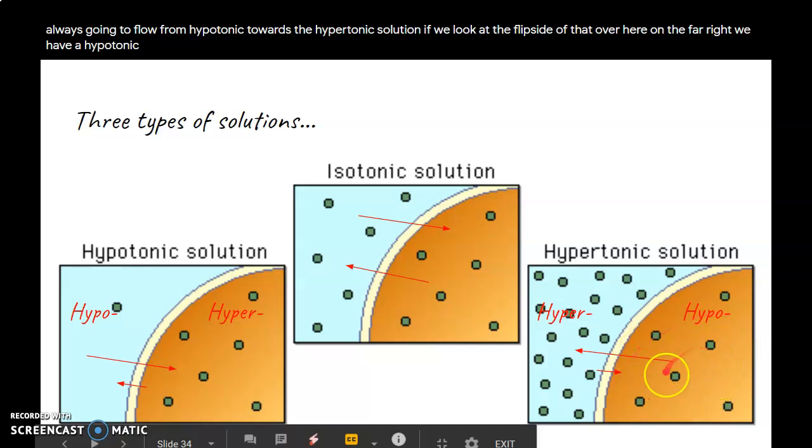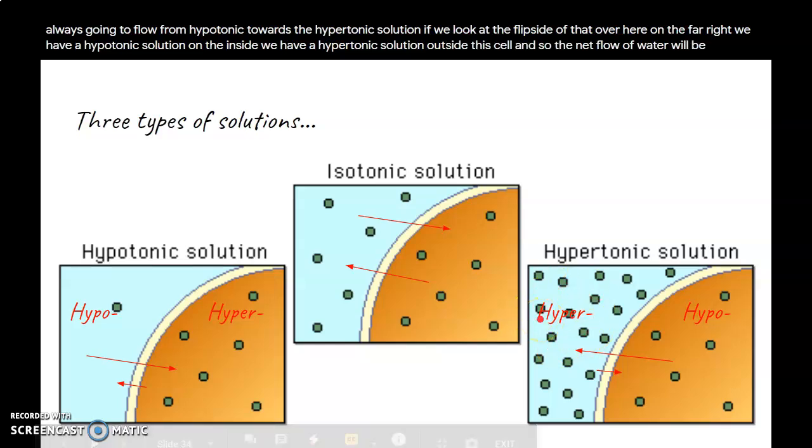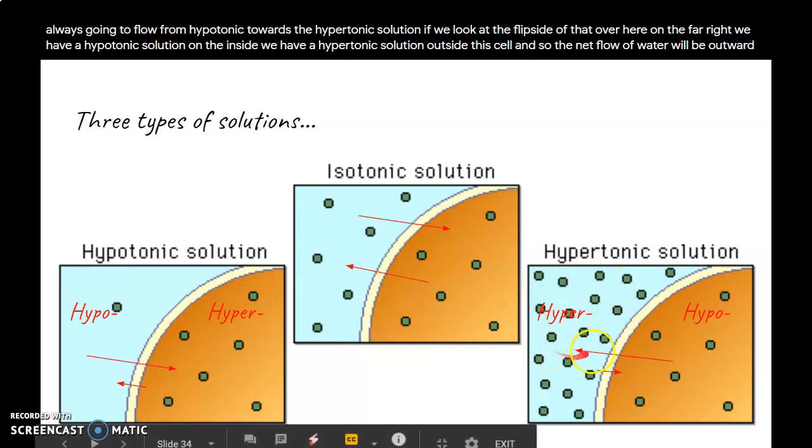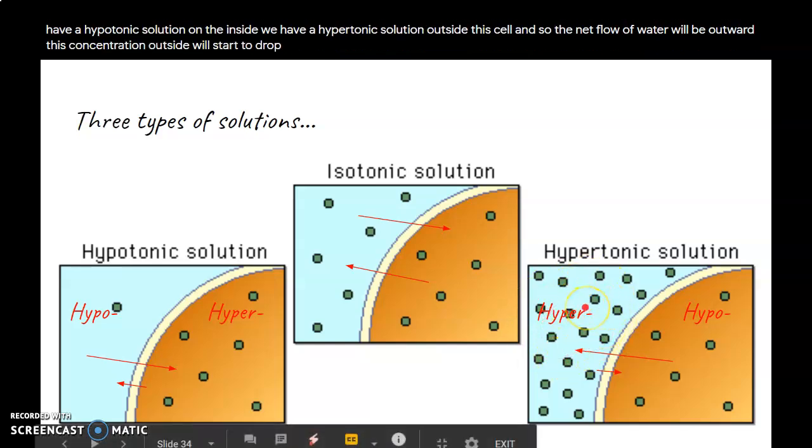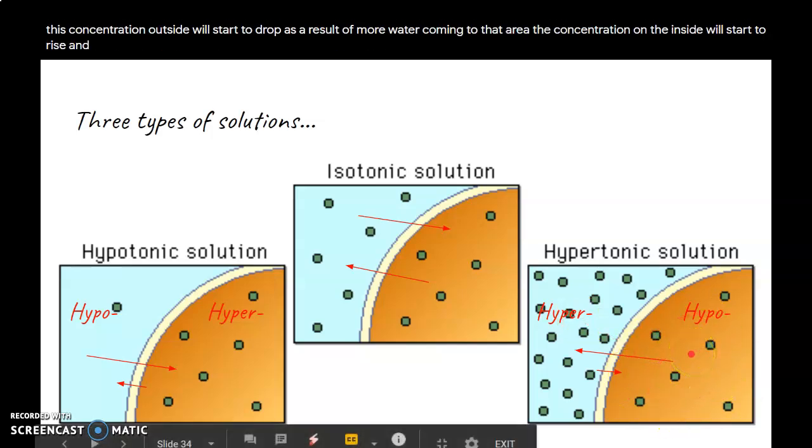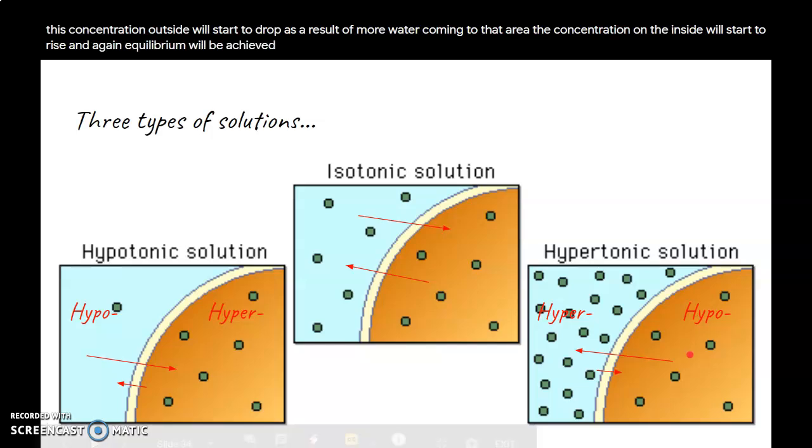If we look at the flip side of that, over here on the far right, we have a hypotonic solution on the inside. We have a hypertonic solution outside this cell. And so the net flow of water will be outward. This concentration outside will start to drop as a result of more water coming to that area. The concentration on the inside will start to rise, and again, equilibrium will be achieved.